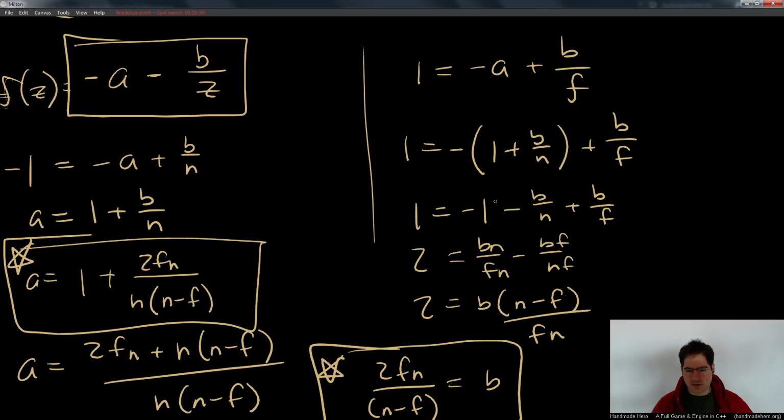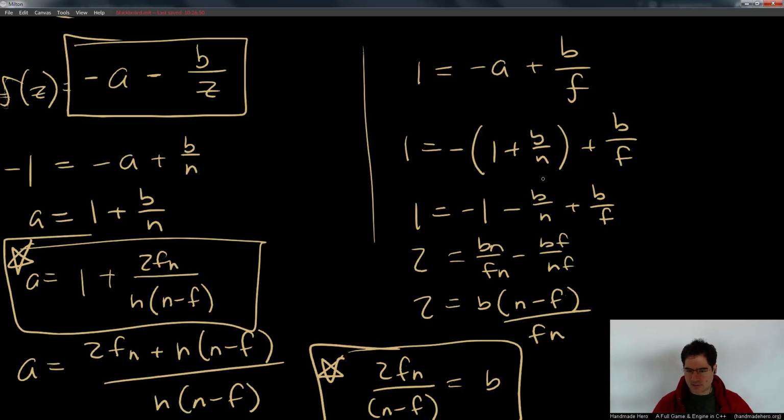And then we transferred the -1 to the other side, giving us a 2. We then had negative b over n and b over f, right? So b over f comes here, b over n comes here, so it's one minus the other. And then we cross-multiplied to make the denominator be the same, to make the denominator be nf, or fn. So the b term here picks up an n, the b term here picks up an f, and that is correct.